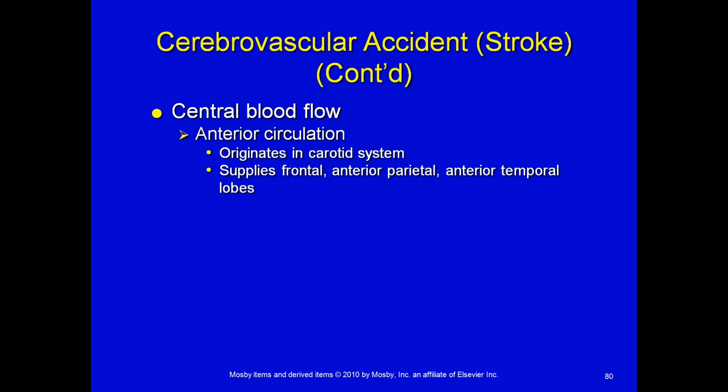When we think about the blood flow of the brain, it's quite significant. The brain requires a constant blood flow, and it's got several circuits.